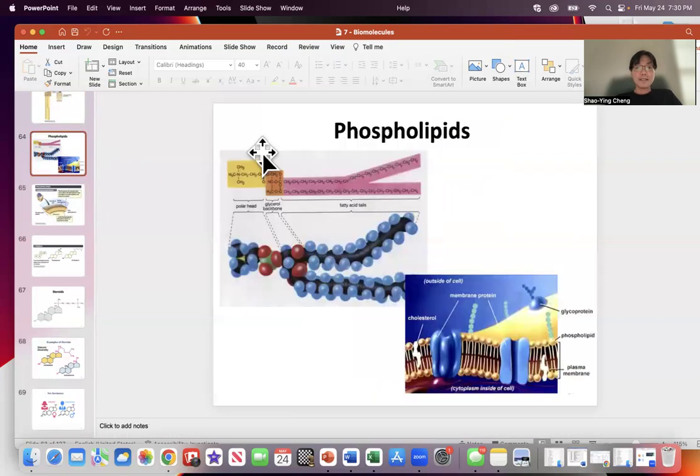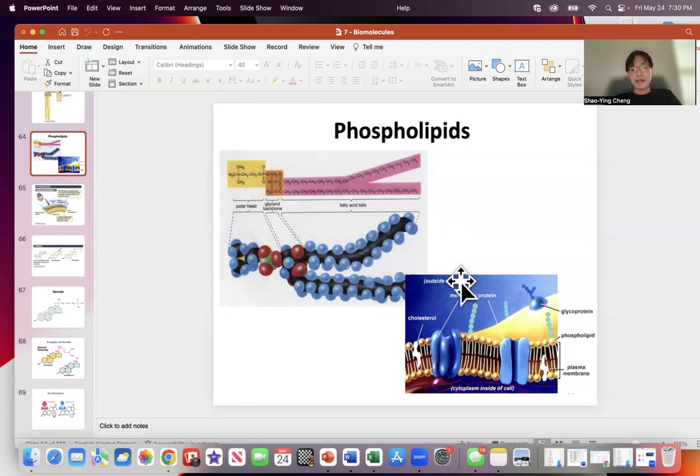Okay, let's look at another slide. This one: one head, two tails. The head is actually hydrophilic, meaning it likes water. These two tails are very typical fatty acids. They don't like water. Fatty acids don't like water. So they have the head that likes water and two tails that don't like water. And they use it to build the cell membrane.